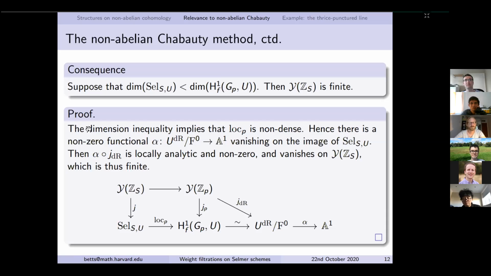But the point is that this dimension inequality is telling us that this localization map has non-Zariski dense image, and this means that there has to be a non-zero functional on this quotient of the de Rham fundamental group, which vanishes on the image of the global Selmer variety. And then if you precompose this with this de Rham-Kummer map, this gives you a non-zero analytic map vanishing on the S-integral points, and that gives you finiteness.